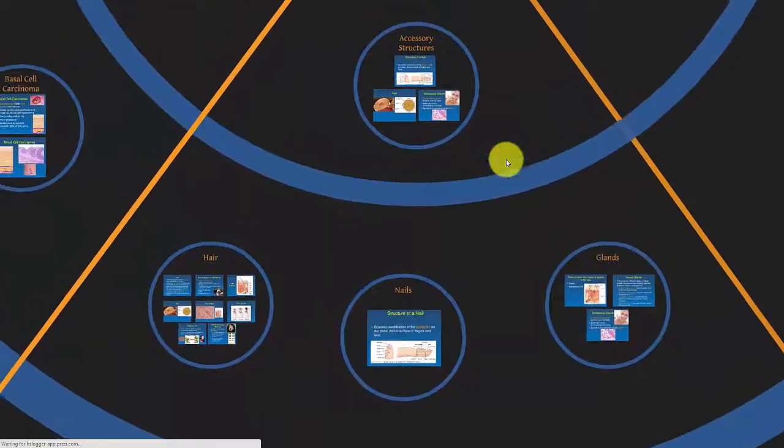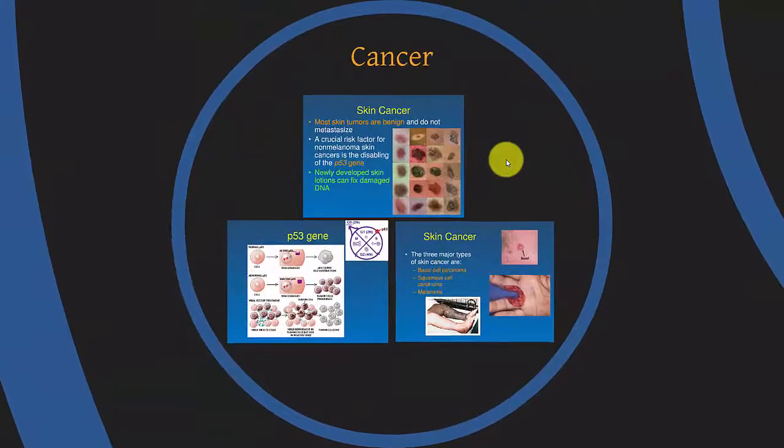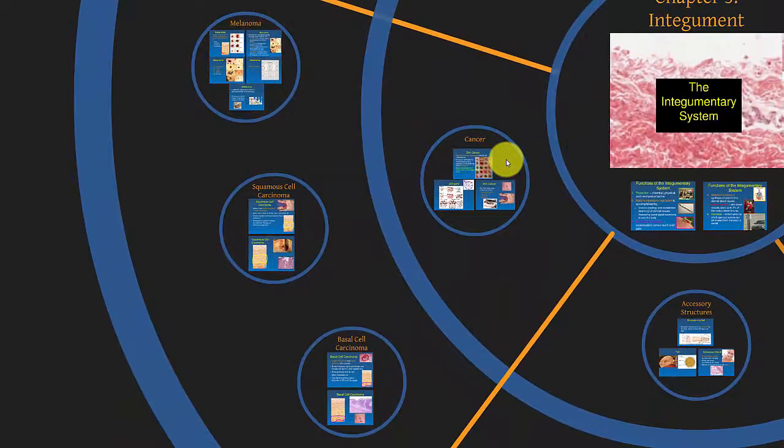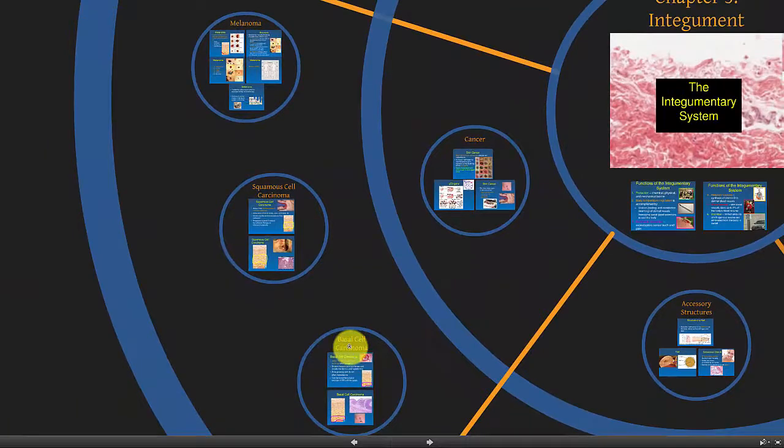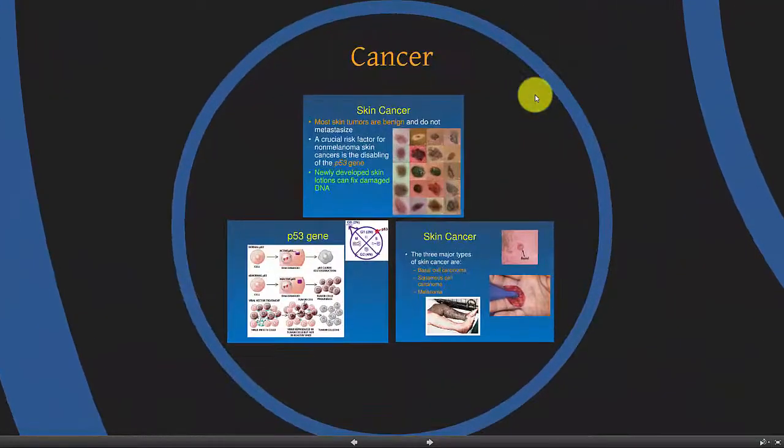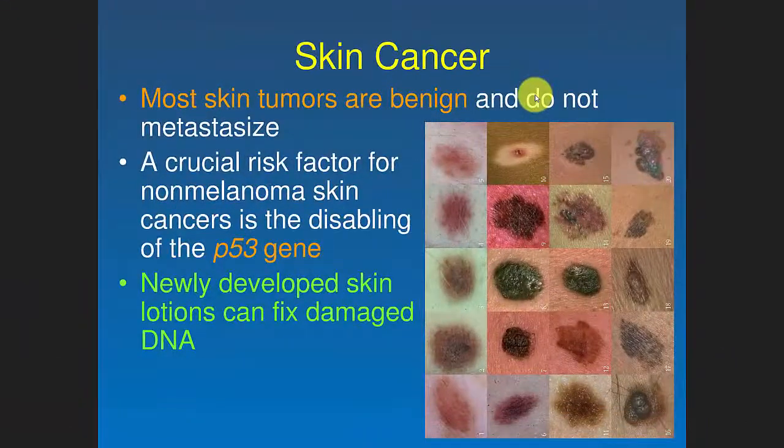So that's hair. Now we're going to get into cancer. And there's three main different types of cancer that affects the skin: basal cell carcinoma, squamous cell carcinoma, and melanoma. So most skin tumors are benign, don't metastasize or spread, but there are some that do. The key thing seems to be a gene called P53.